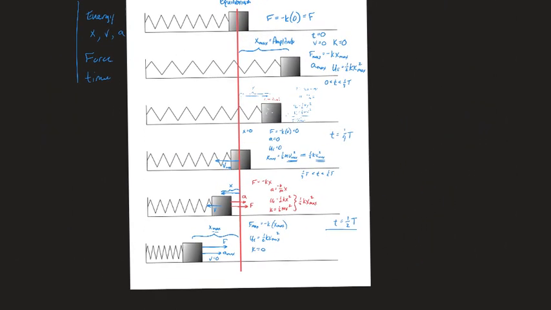So, energy, x, v, a, force and time for each one of these. And I don't want to do this because I don't have enough space here, but this whole thing just repeats as you go this direction. Right? We'll get back to an equilibrium. This equilibrium is at 3/4 of the period. When we get back to this side, this is at 1 period.